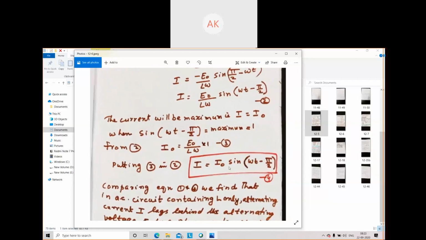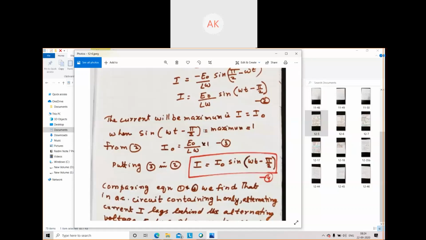That is written on the next page, so I'll explain that time. So this is the reactance offered by inductor to AC current. It is taken as X suffix L, inductive reactance. It is the opposition offered by inductor to AC.